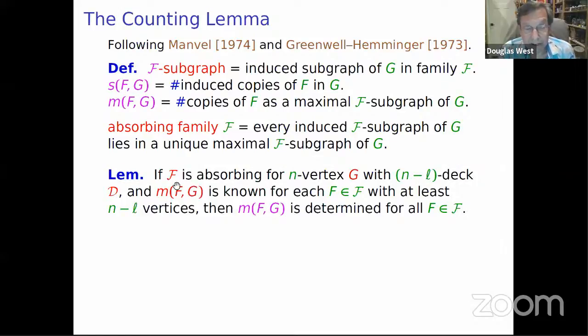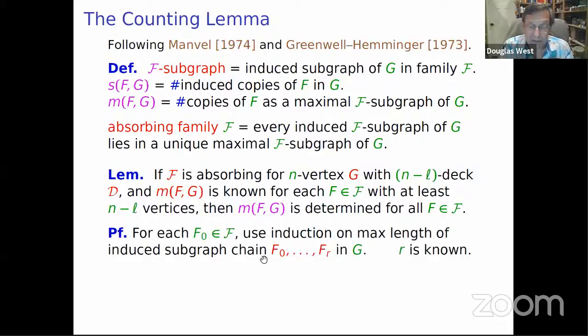The lemma that we can prove then is, if your family is absorbing for a graph G, we know its N minus L deck, and we know the number of maximal F subgraphs of G for each F in the family that has at least N minus L vertices, then the number of maximal copies of any graph in the family is going to be determined by the deck for all graphs in the family. This is actually pretty easy to prove by induction on the maximum length of a chain of induced subgraphs that are in the family. So meaning F0 is an induced subgraph of F1 and so forth up to FR.